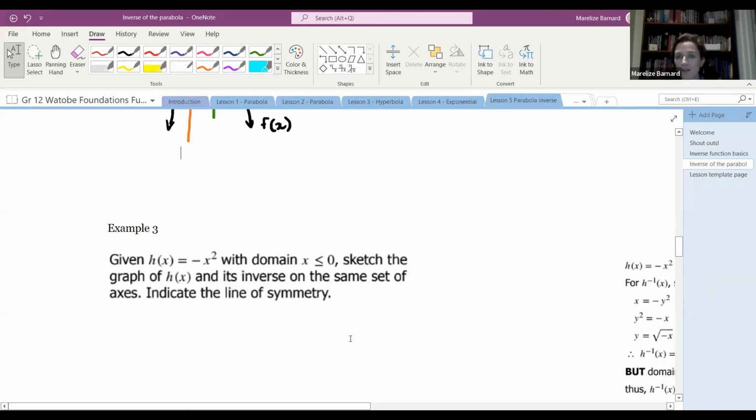Okay, but let's see with an emoji in the chat, how do you feel about the inverse of the parabola? Please put an emoji, thumbs up, thumbs down, or a neutral face, whatever it is. Okay, good stuff. I know that this is one of the sections that people often really struggle with. So I really want you to do well with this and understand.